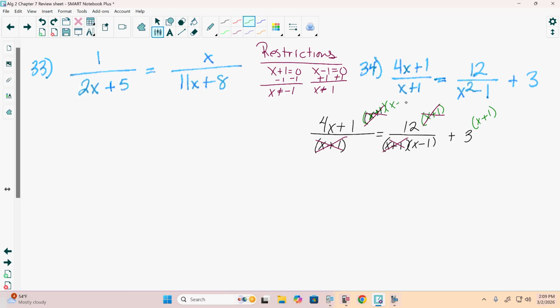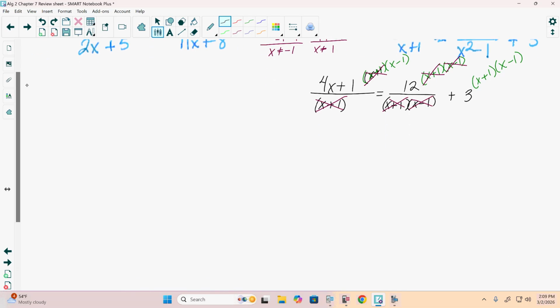However, the middle term still has an x minus 1 in the bottom of the fraction. So we're also going to have to multiply everything by x minus 1. The fraction on the far left, nothing else will simplify. In the middle, the x minus 1 and x minus 1 will simplify. And that simplifies all of our denominators. We don't have anything left over. And so what we're left with is 4x plus 1 times x minus 1 is equal to 12 plus 3 times x plus 1 times x minus 1.